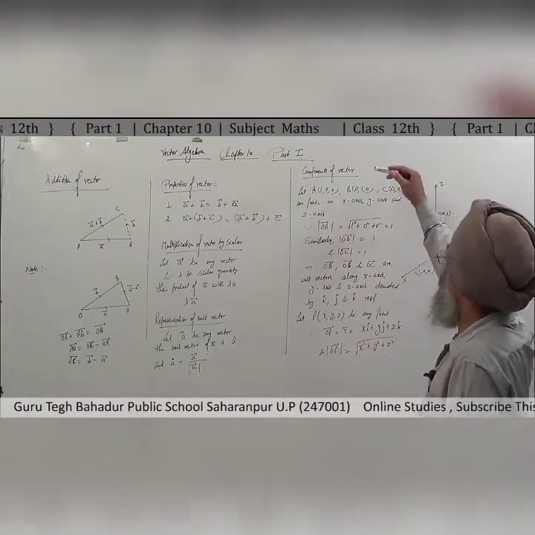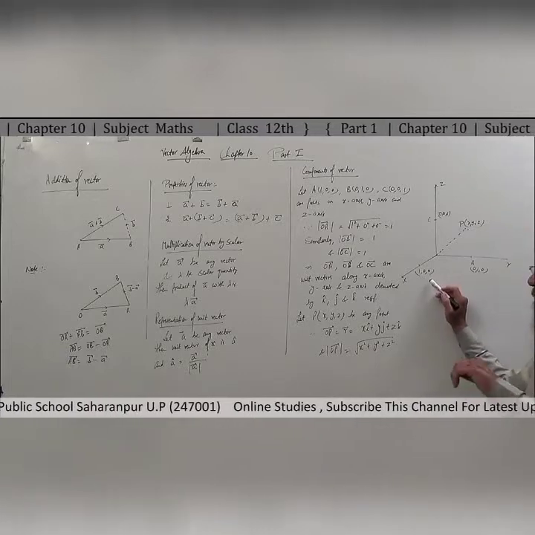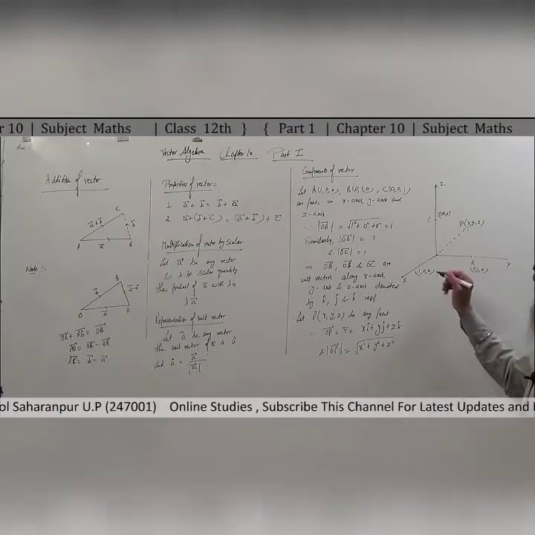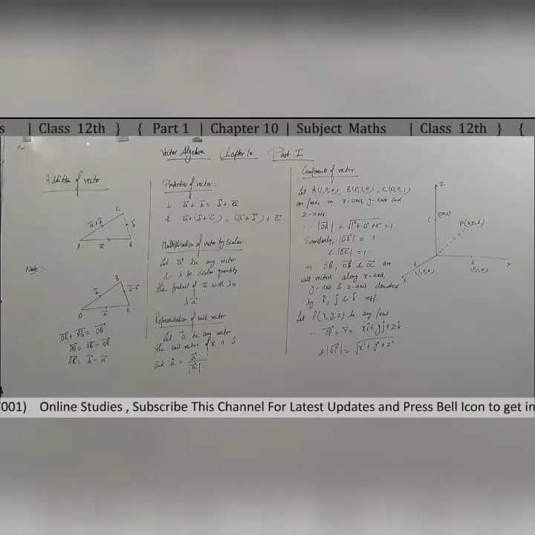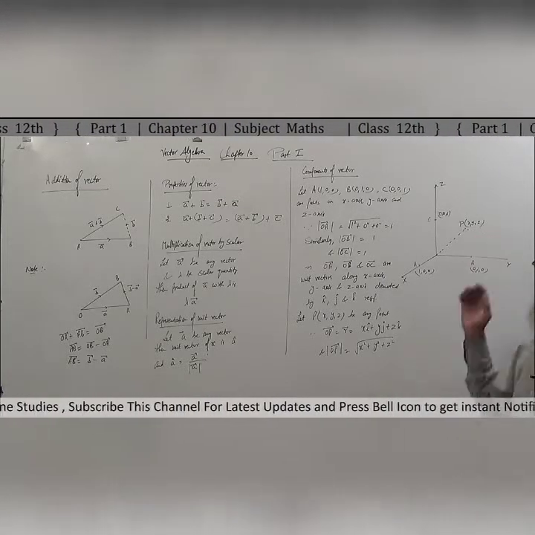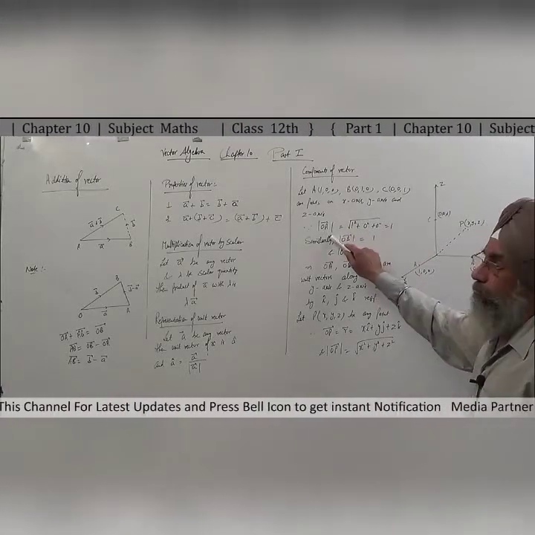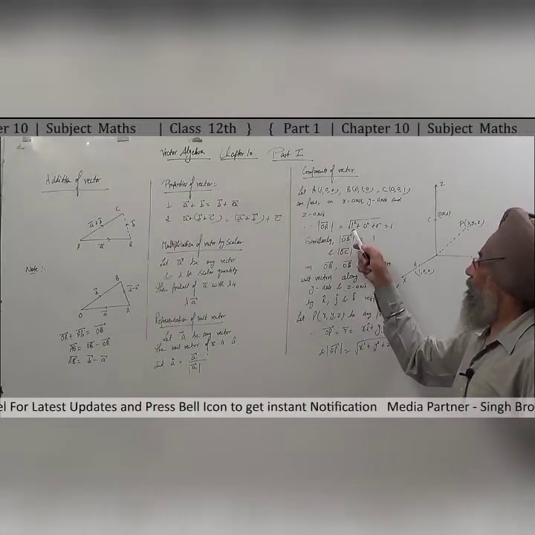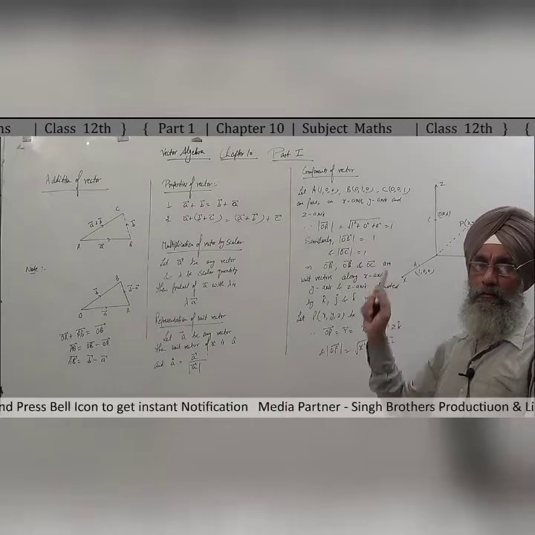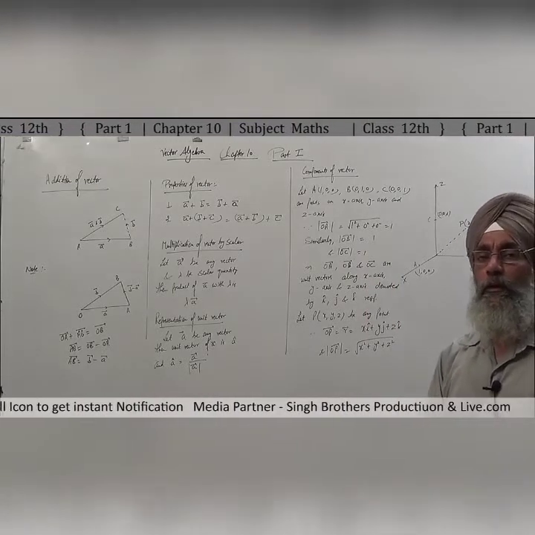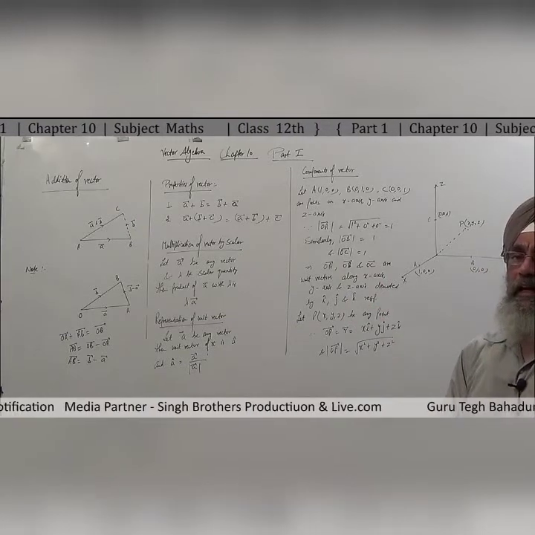Now we talk about the components of a vector. We have the x-axis, y-axis, z-axis. Let us take any point A (1, 0, 0) on the x-axis, B (0, 1, 0) on the y-axis, and C (0, 0, 1) on the z-axis. Let P be any point (x, y, z). Now if we take OA, the magnitude of OA is given by: x coordinate is 1, y is 0, z is 0, we take the squares, sum them, and then the square root gives the answer as 1. Similarly, the magnitude of OB is 1, and of OC is 1.